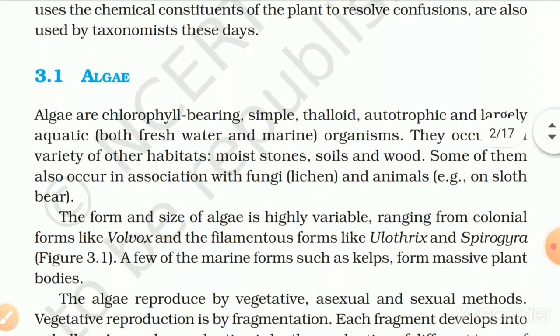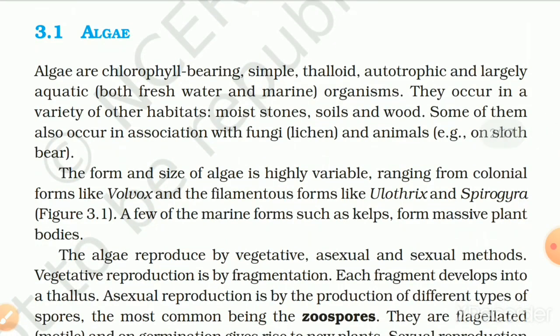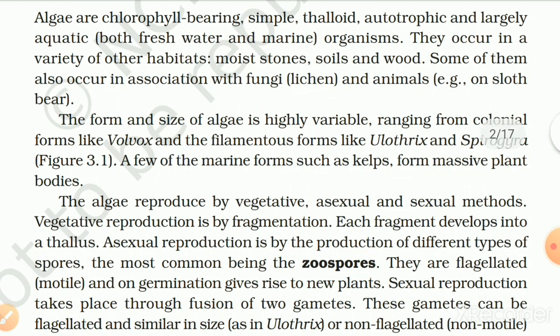3.1 Algae. Algae are chlorophyll-bearing, simple, thalloid, autotrophic and largely aquatic, both freshwater and marine, organisms. They occur in a variety of other habitats: moist stones, soils, and wood. Some of them also occur in association with fungi, as lichens, and with animals, for example on sloth bear. The form and size of algae is highly variable, ranging from colonial forms like Volvox and filamentous forms like Ulothrix and Spirogyra, Figure 3.1. A few of the marine forms such as kelps form massive plant bodies.